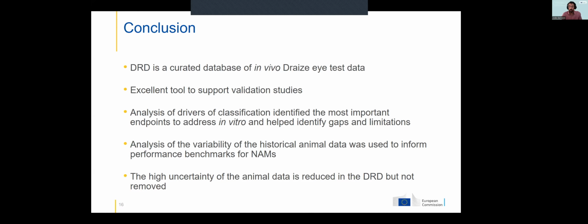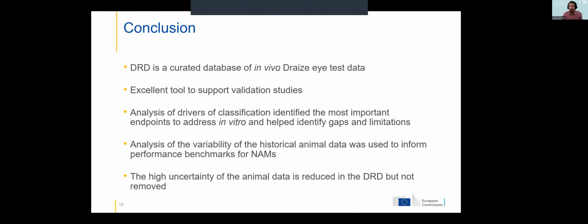And I would stress that the high uncertainty of the animal data is indeed reduced in the DRD, but it's not removed. I would say that for most chemicals where we had more than one study, we ended up having to recommend that the chemical not be used in validation studies because the studies were just not reproducible.